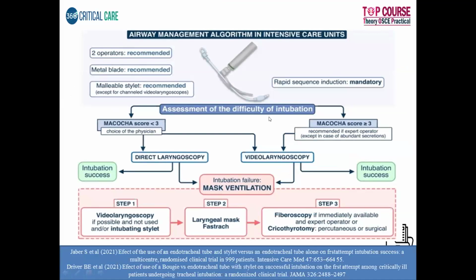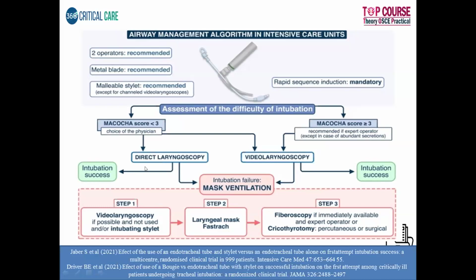So first you have to assess the airway. So you calculate the MACOCHA score. If you feel that the MACOCHA score is less than 3, then it depends on the choice of the physician whether to use a direct laryngoscopy or a video laryngoscopy. But if the MACOCHA score is more than or equal to 3, don't go for direct laryngoscopy. Better do intubation with a video laryngoscopy.